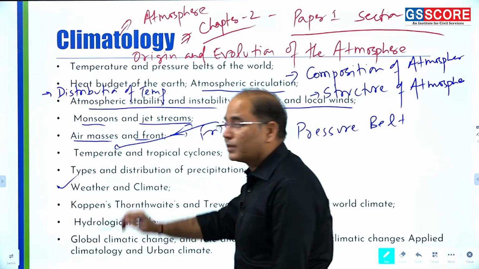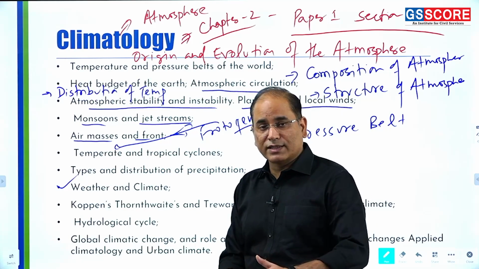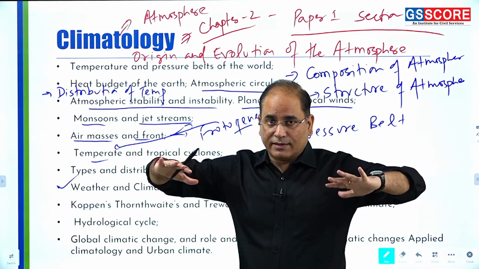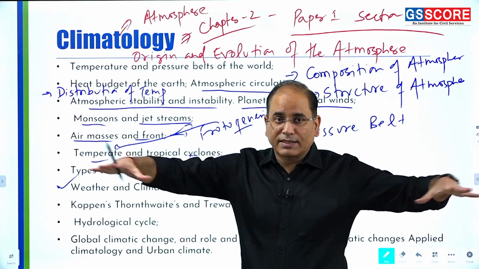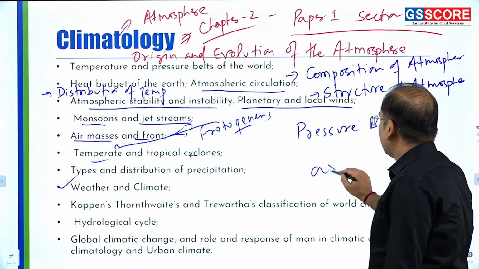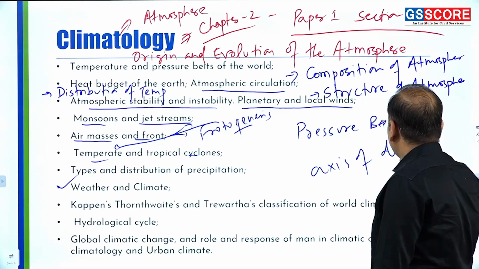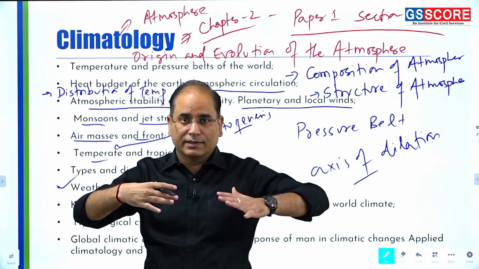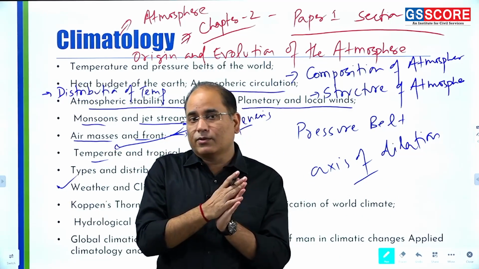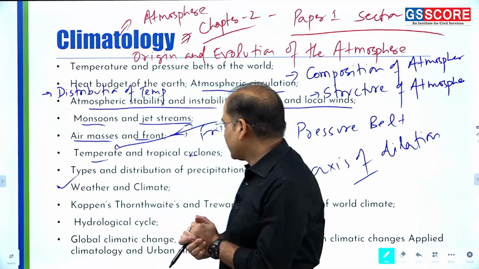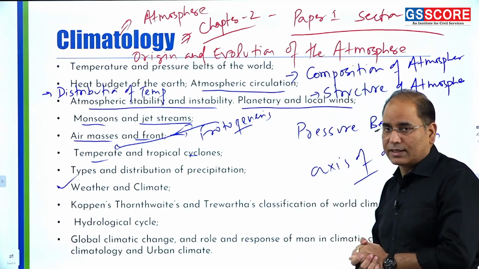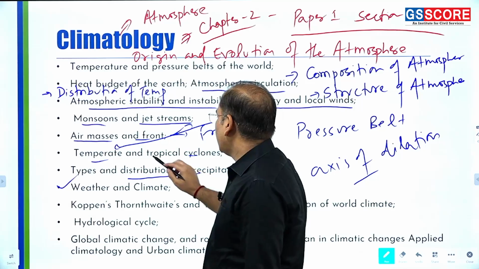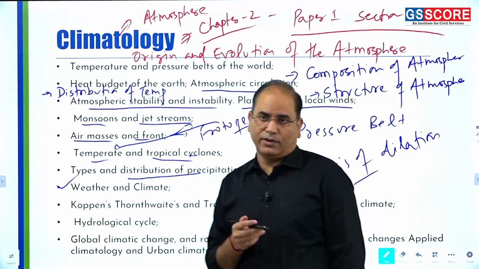Frontogenesis is your temperate cyclone, so if you have studied frontogenesis, it means you have studied temperate cyclone. Frontogenesis is associated with the mixing of air, and this mixing will happen on the axis of dilation. So along the axis of dilation, how steeply the cold air mass and warm air mass are being mixed up, that is associated with the temperate cyclone. Also types and distribution of rainfall, and then the tropical cyclone.